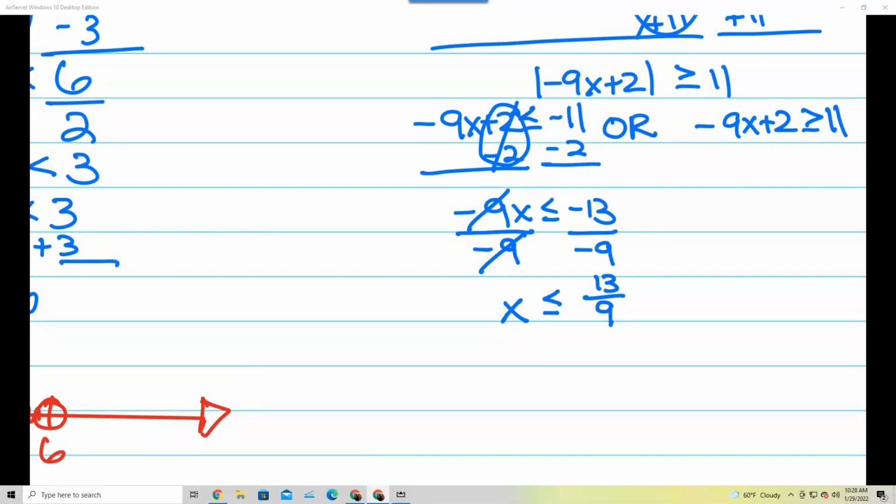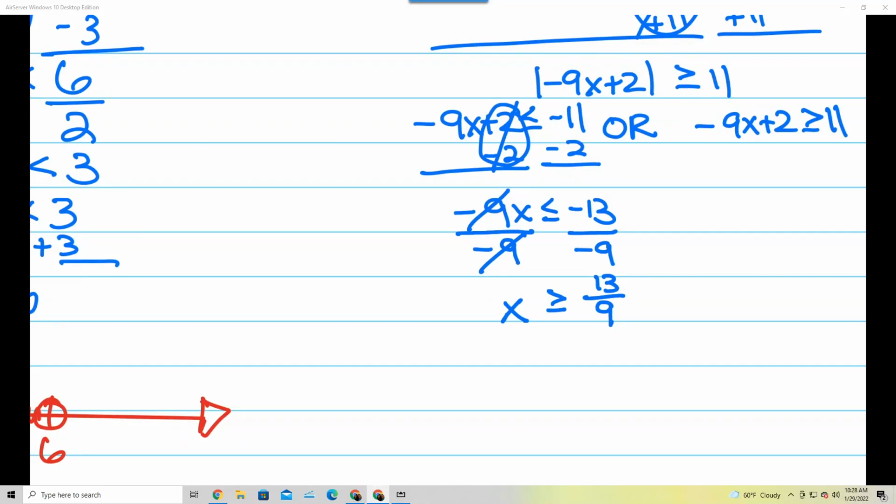Now, here is the part that's going to wreck some of you guys. So I really, really, really need you to focus right here. This answer technically is incorrect. And the reason it's incorrect is because at this point, I needed to switch this sign from a less than or equal to a greater than or equal to.